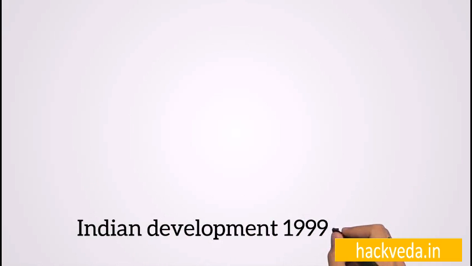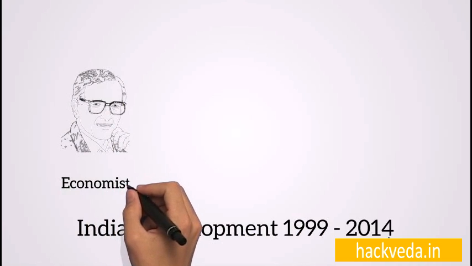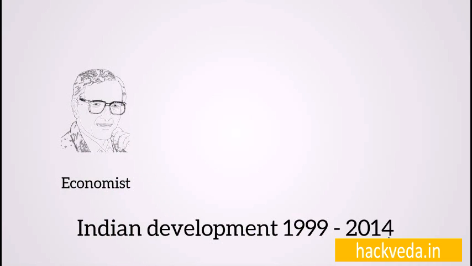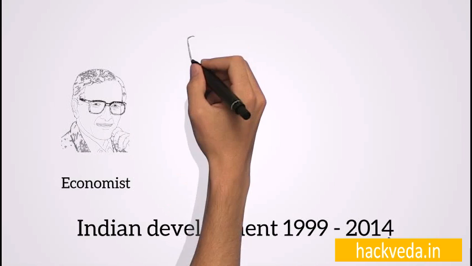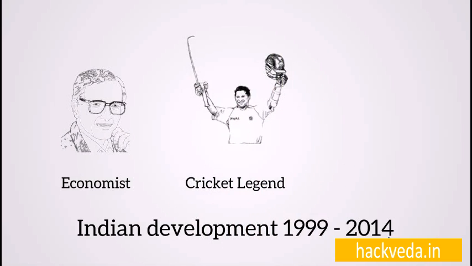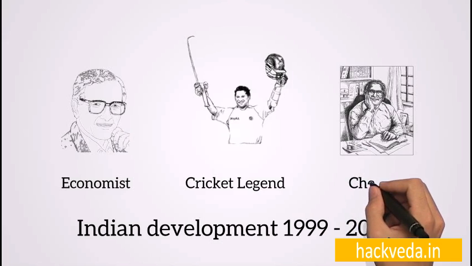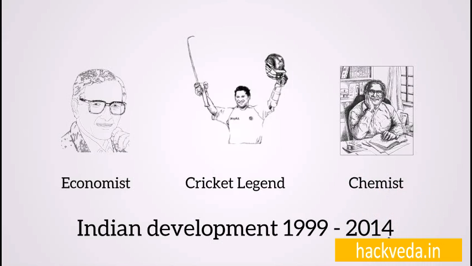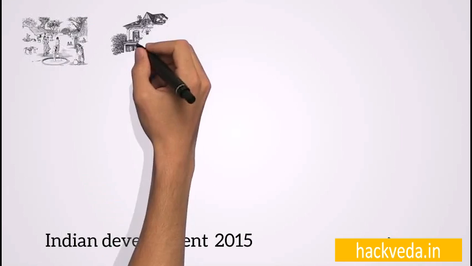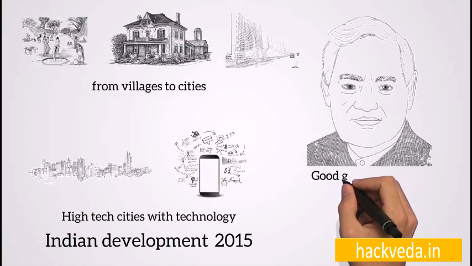Amartya Kumar Sen is an Indian economist and philosopher, awarded the Bharat Ratna in 1999 for his work in welfare economics. Sachin Tendulkar is widely regarded as one of the greatest cricketers of all time, and by many as the greatest batsman of all time. C.N.R. Rao is an Indian chemist who has worked mainly in solid state and structural chemistry. Atal Bihari Vajpayee's birthday, 25 December, was declared Good Governance Day.